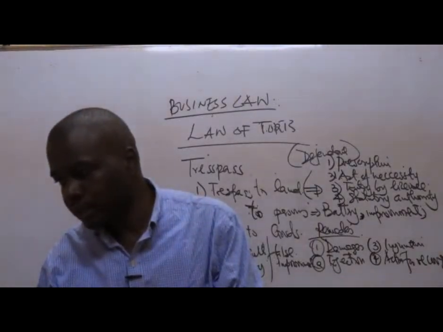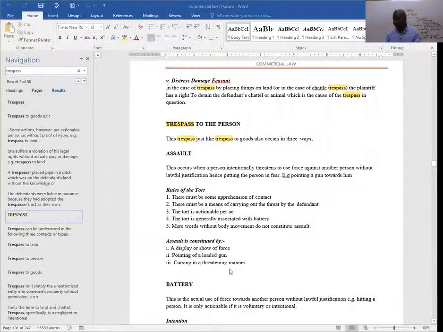So maybe I'll share something here. This trespass, just like trespass to goods, also occurs in three ways. You can have assault, battery, and of course false imprisonment. So what is assault? It occurs when a person intentionally threatens to use force against another person without lawful justification, putting the person in fear, e.g., pointing a gun towards him.